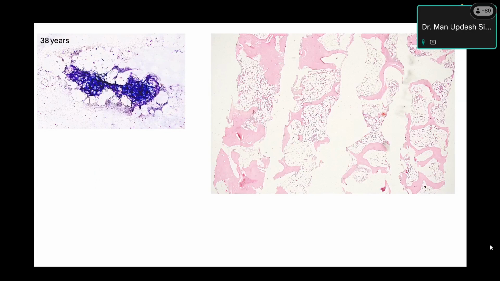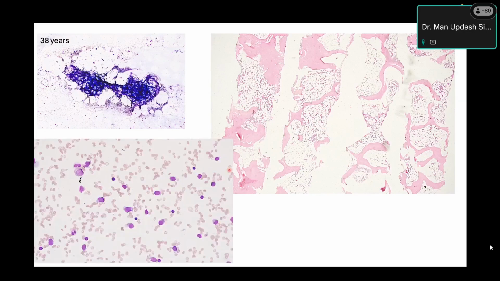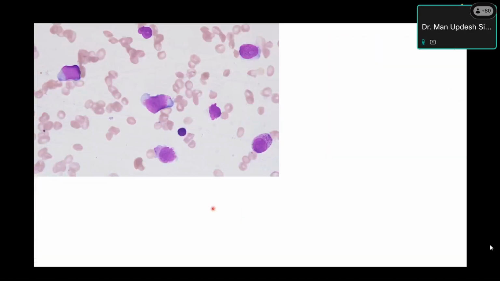The marrow definitely is hypocellular. There's probably 80%, 85%, or even 90% fat there in all 4 cores. And the cellularity in the aspirate shows some cells. Some of these are lymphocytes. I can go on hyper. I can go on more hyper.